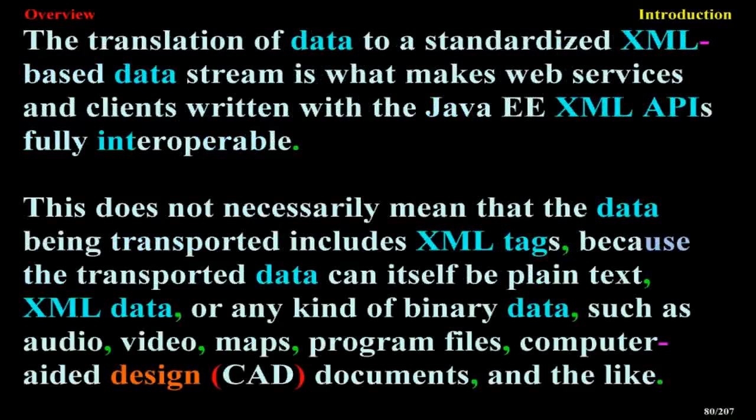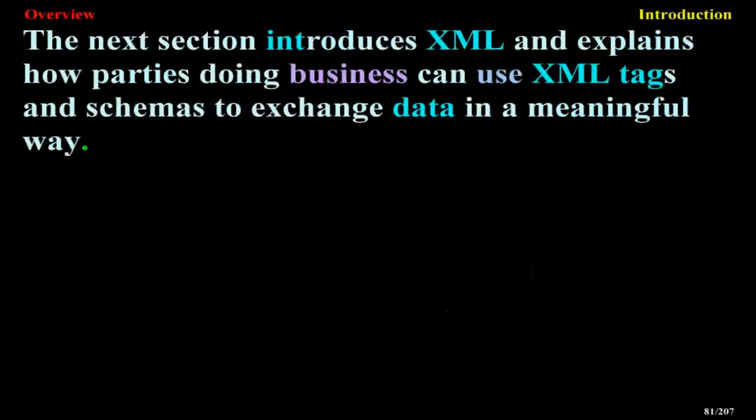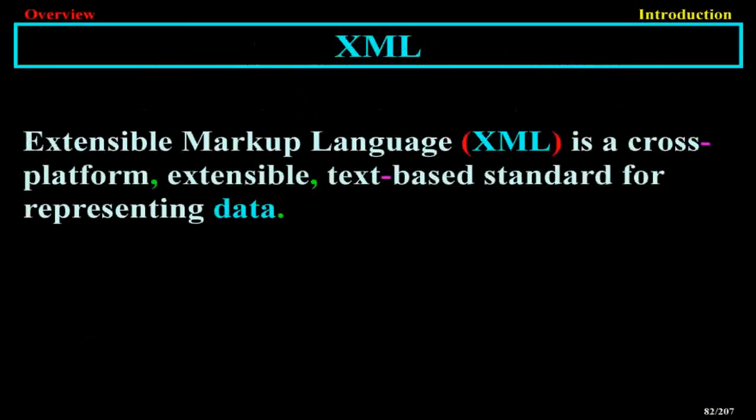This does not necessarily mean that the data being transported includes XML tags, because the transported data can itself be plain text, XML data, or any kind of binary data, such as audio, video, maps, program files, computer-aided design (CAD) documents, and the like. The next section introduces XML and explains how parties doing business can use XML tags and schemas to exchange data in a meaningful way.